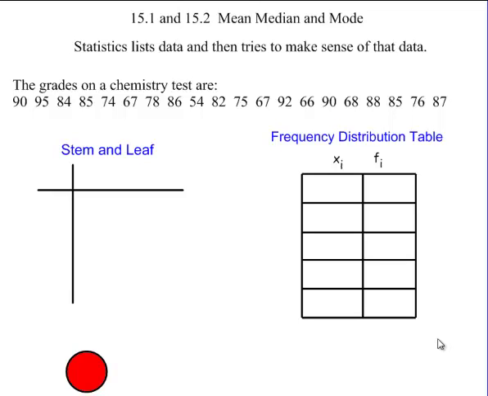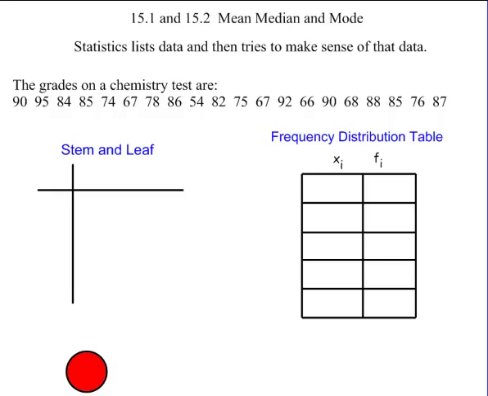We're into chapter 15, which is mean, median, and mode, or statistics. Statistics lists data, and then we try and make sense of that data. You're constantly thrown statistics, and you have to figure out what they're trying to say. And there's a famous phrase that says, stats can lie. If you don't understand mean, median, and mode and their difference, then advertisers can manipulate them and make you believe one thing when it's not even true.